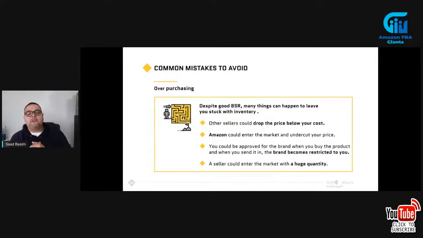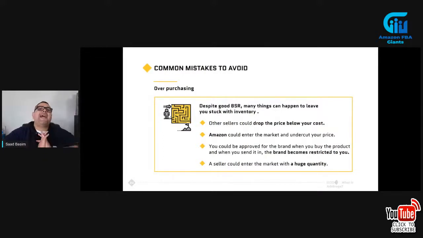The strategy for that, when that happens, you need to hold. Hold, let them sell out, because when they lower the price, the BSR is going to go lower. That means sales velocity is going to go higher. They sell out, and then you come up and sell at the price that you want, which is going to take longer to turn over your inventory, but that's a strategy you can do if you make a mistake and you go deep in something. Or just sell at cost and get that money and invest in something else. Amazon could enter the market and undercut your price.